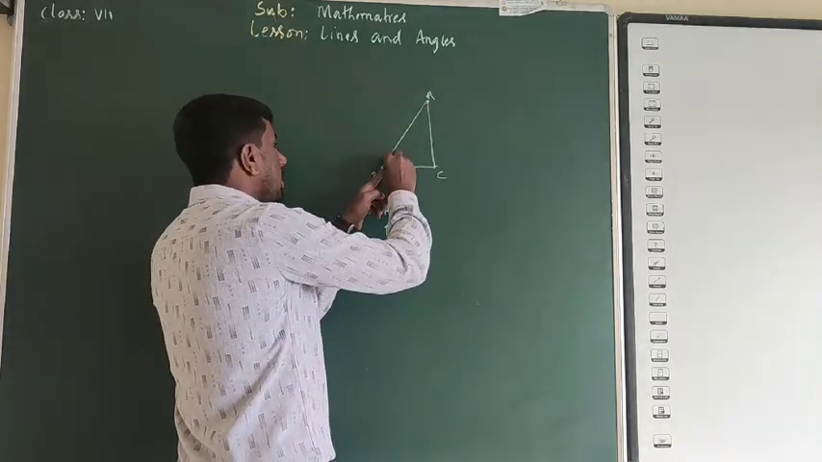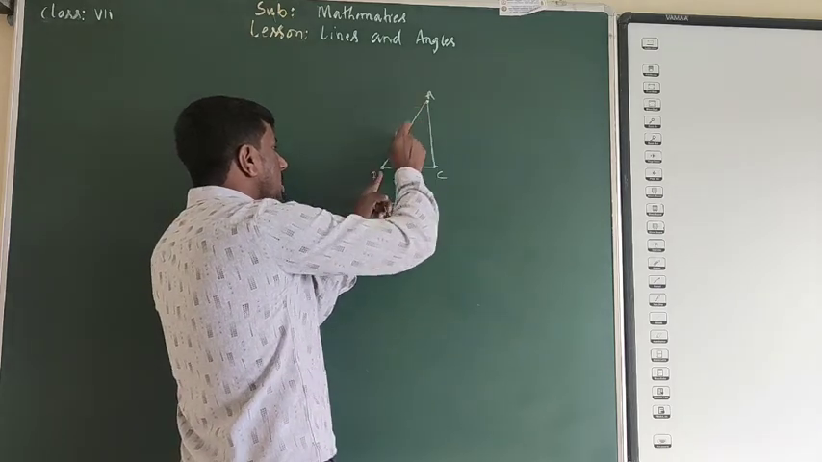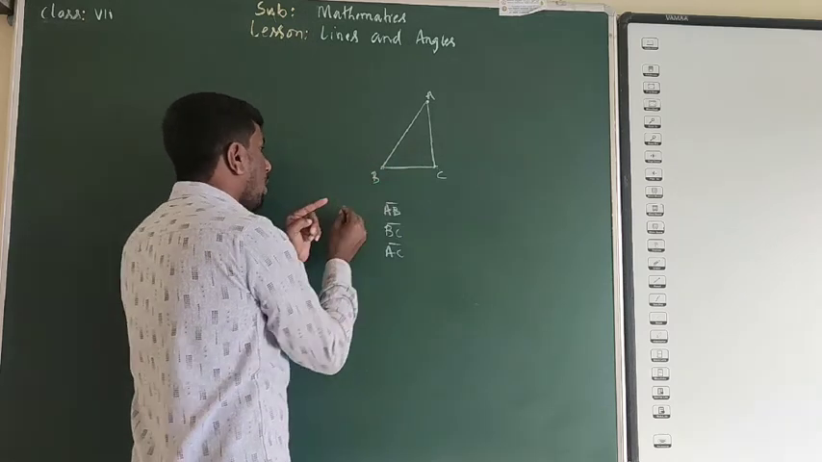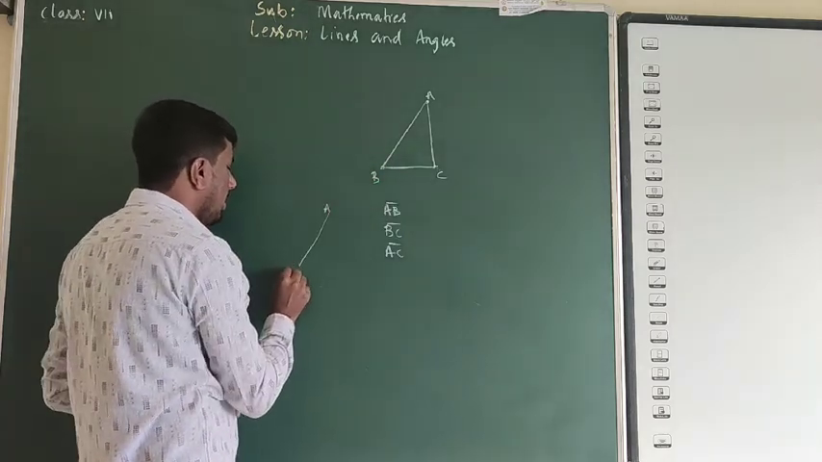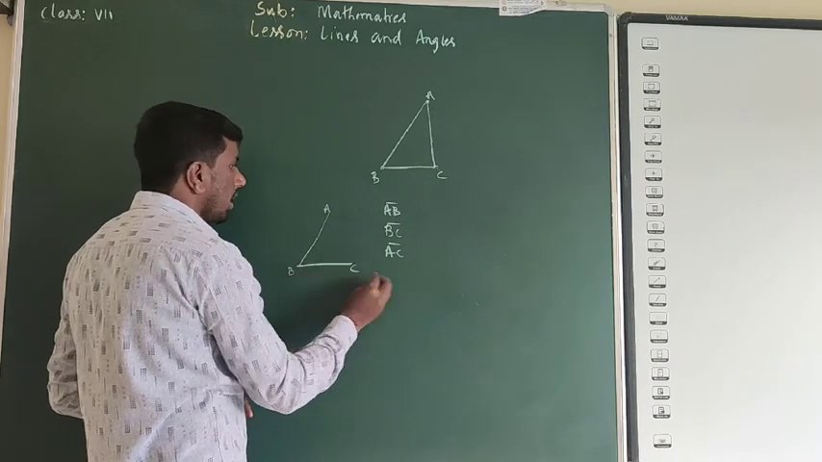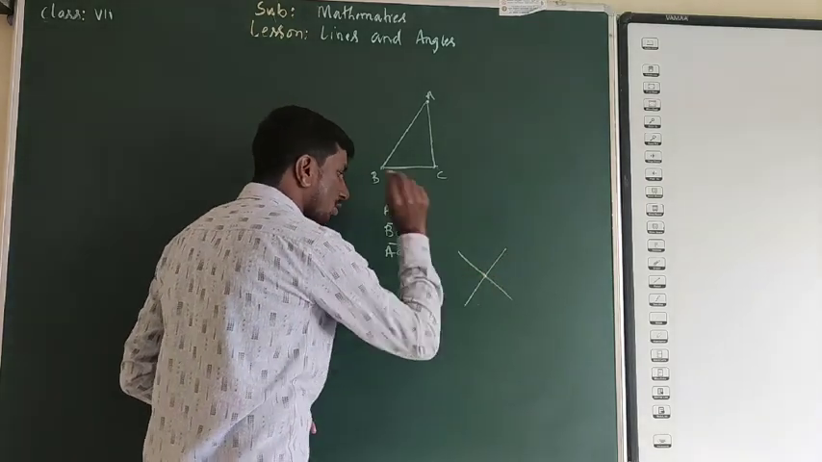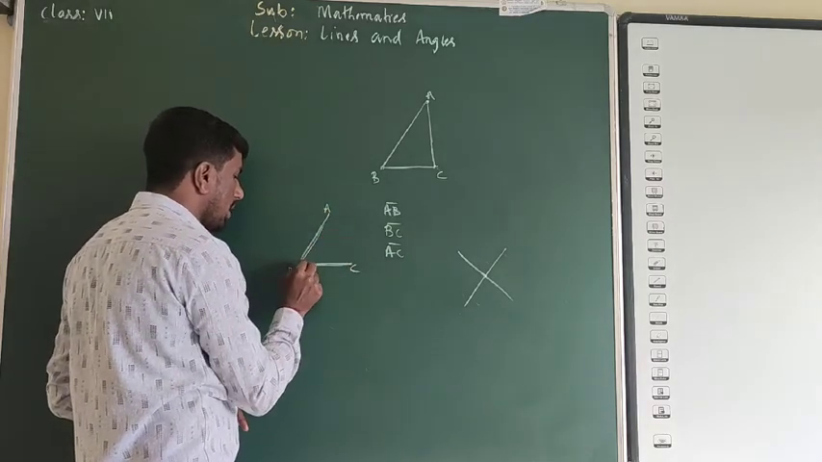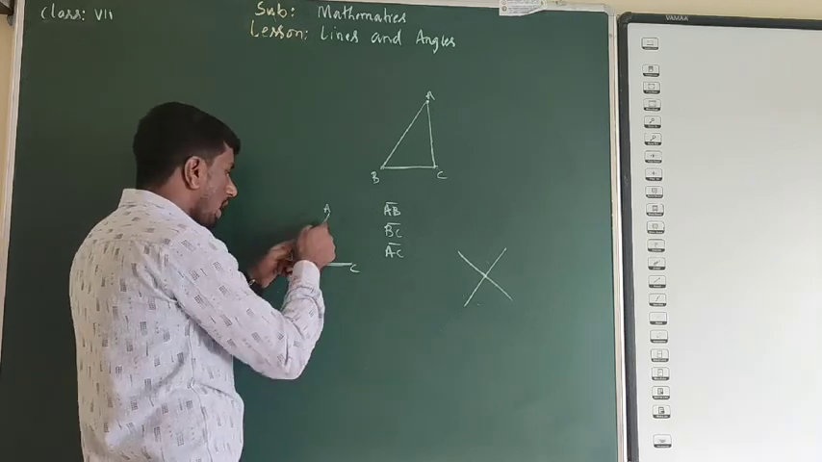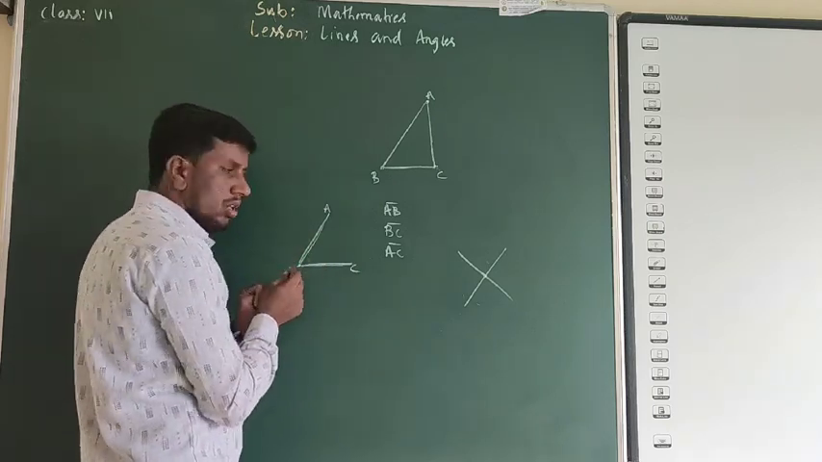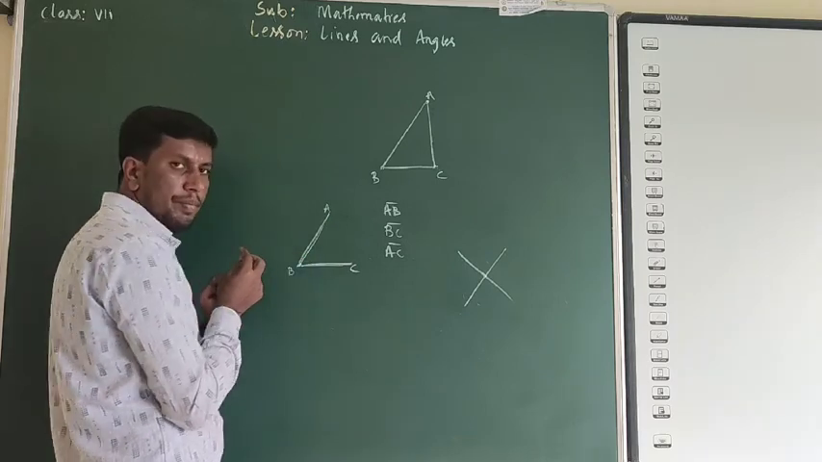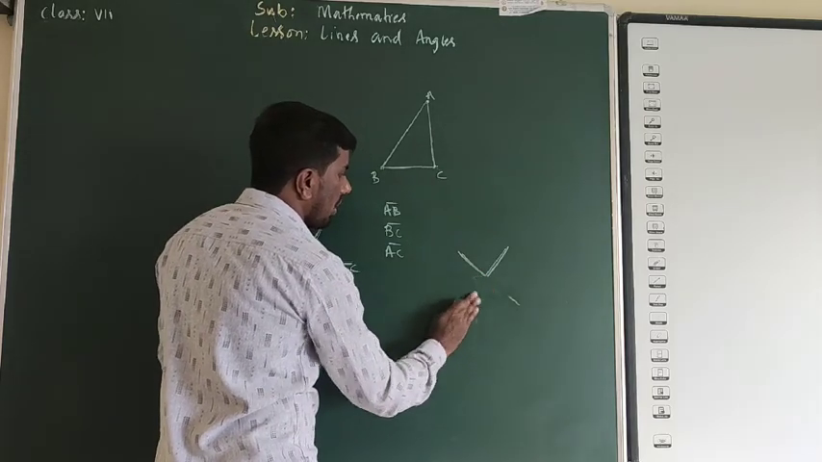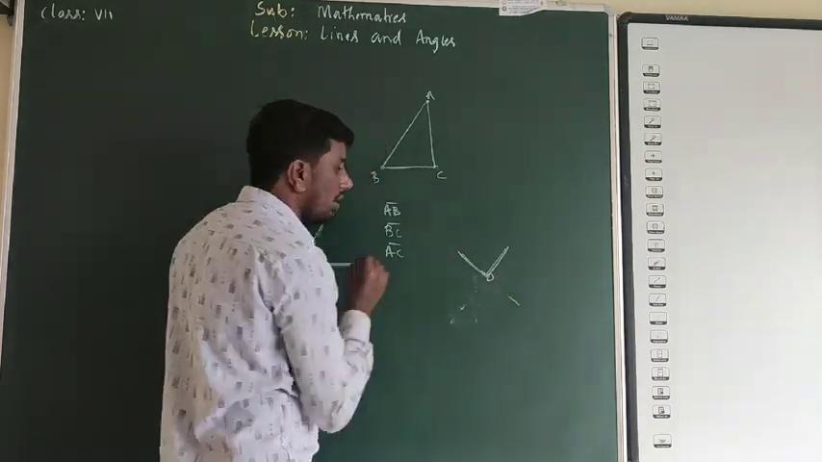Now you can observe that an angle is formed. Why? Because AB is one line segment and BC is another line segment, and both are intersecting at this point. Intersecting doesn't mean that they keep on going. The common point between this line segment and this line segment is one, so they are intersecting at point B.